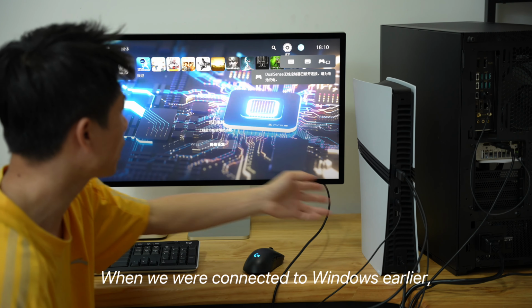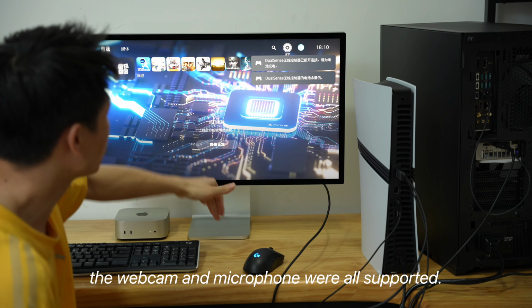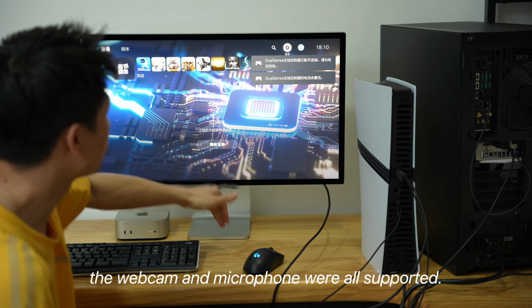When we were connected to Windows earlier, the sound, the webcam and microphone were all supported. They worked fine. But with the console, it only handles the 2K video signal. Audio, camera, etc. none of those will work. It is a bit of a shame. It maxes out at 2K 60 Hz. It cannot reach the native 5K 120 Hz.